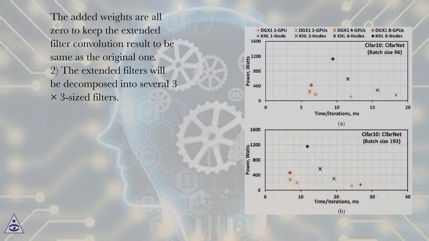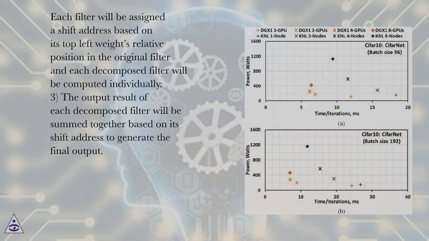2. The extended filters will be decomposed into several 3 times 3 sized filters. Each filter will be assigned a shift address based on its top left weight's relative position in the original filter, and each decomposed filter will be computed individually.